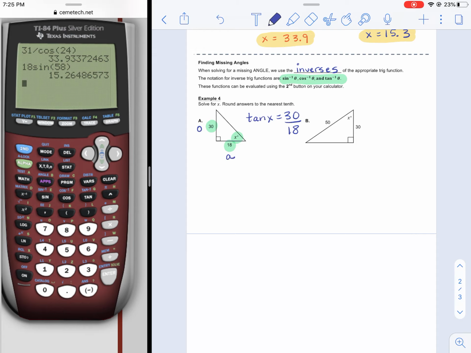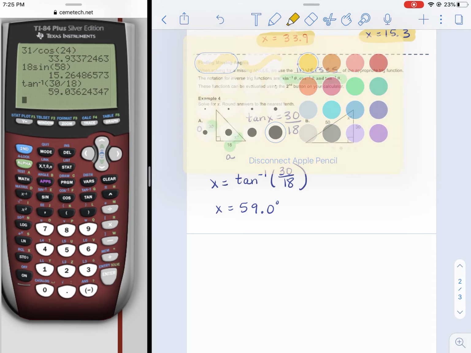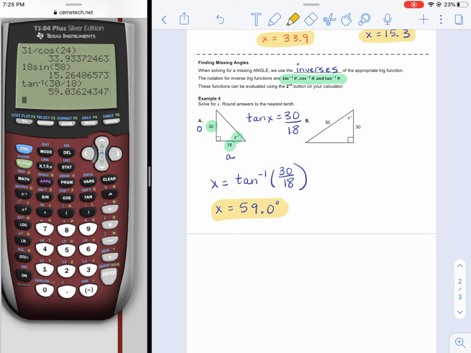Now, I can't solve for X by dividing by tangent, but you can use that second button in your calculator. So when you're trying to find a missing angle, all you're going to do is say second tan of 30 over 18, and that is going to take you directly to the measure of the angle. What your calculator does is it finds the measure of the angle whose tangent is equal to 30 over 18. And so we get 59.0 degrees. So the key is write the equation and then just do inverse. It's actually easier than finding a missing side because you don't have to cross multiply.